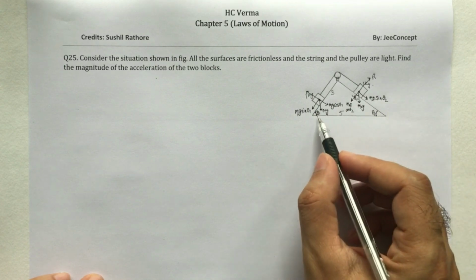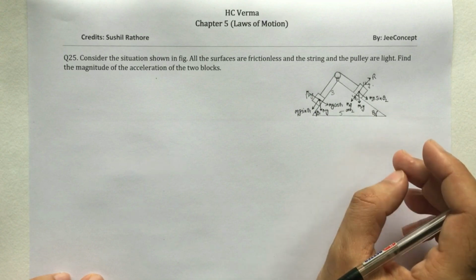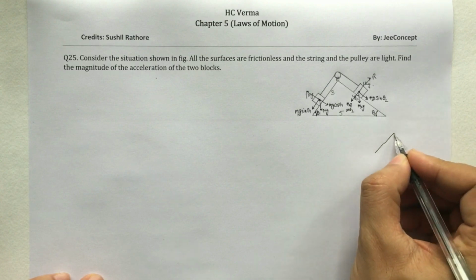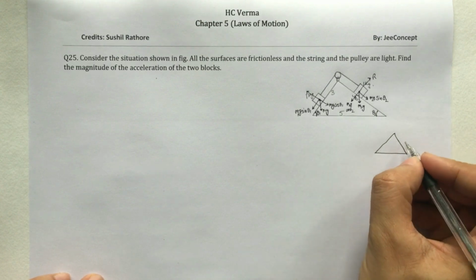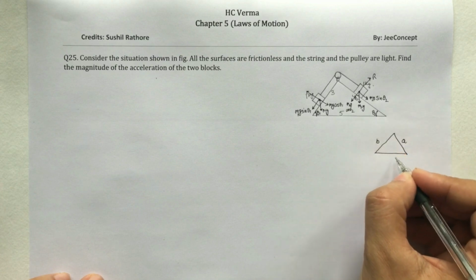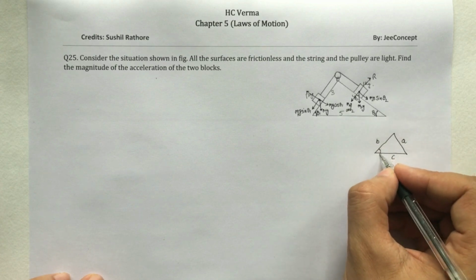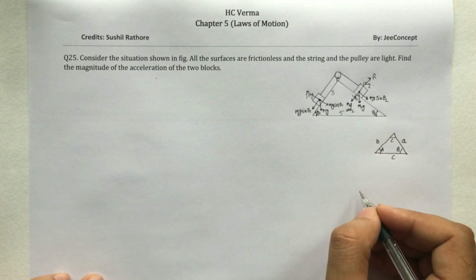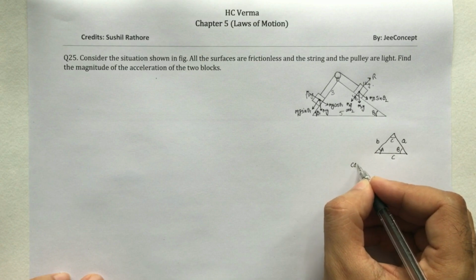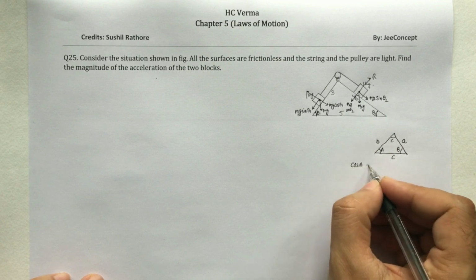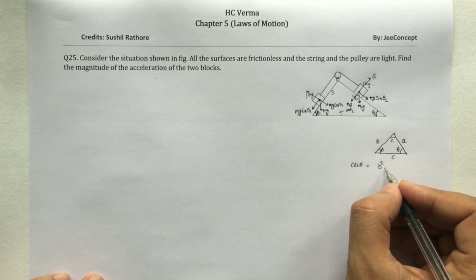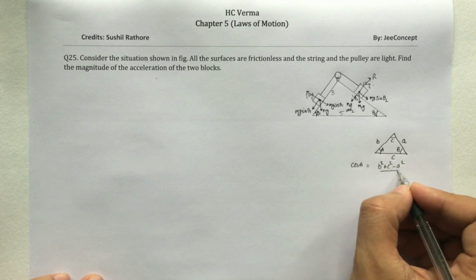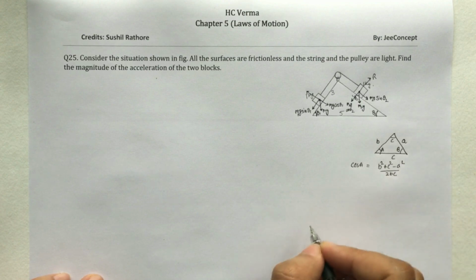To calculate theta 1 and theta 2, we can use the cosine formula in a triangle. Suppose I have a triangle having sides A, B and C. This angle is going to be A, this angle is C, and this angle is B. So I can calculate cos A, which is equal to B square plus C square minus A square upon 2BC.